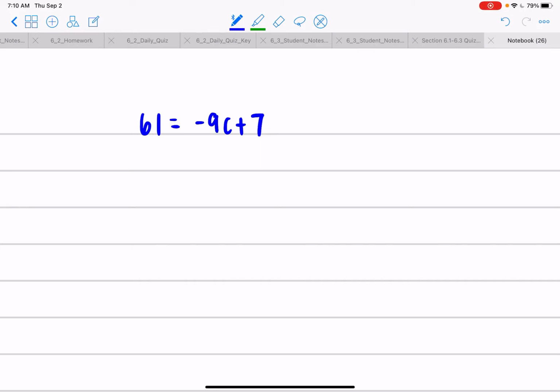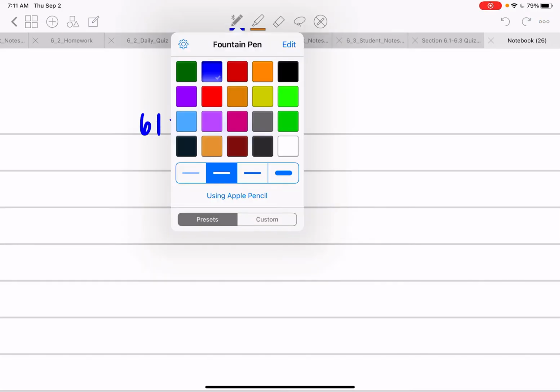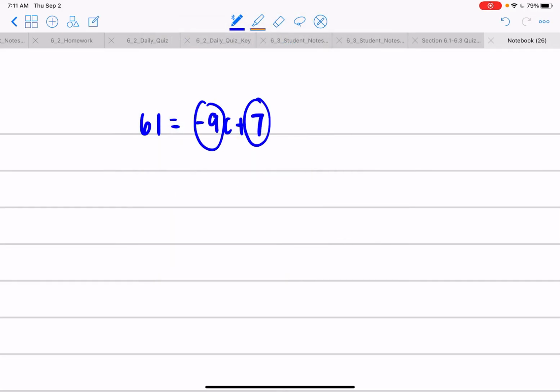Okay, so this is called two-step equations. The reason these are called two steps is because we're trying to get the variable alone. So in this case, like c, we're trying to get c by itself. And there are two things blocking c from being by itself on one side of the equal sign. So the 7 is blocking c from being alone, and the -9 is blocking c from being alone. So your job is to get rid of the 7 and get rid of the -9.